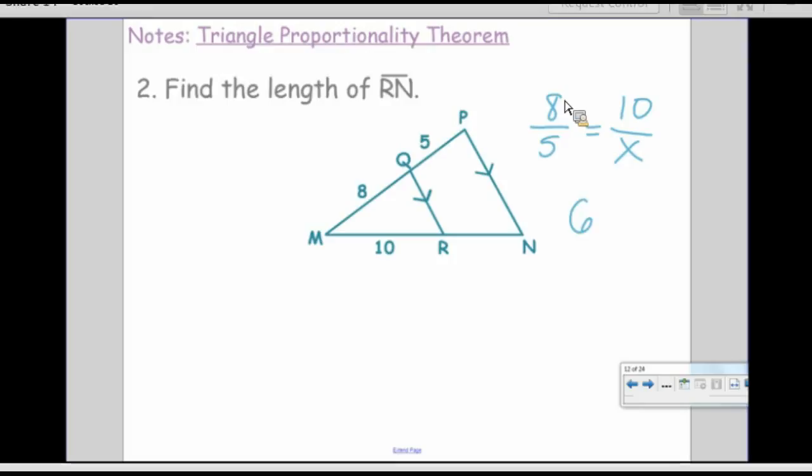6.25. Yeah. Any objections? 5 times 10 is 50. 50 divided by 8 is 6.25. So you multiply 5 times 10 and you divide by 8. That is perfectly fine. This is RN. Hey, in the real world, segments will not always be whole numbers. They'll probably very rarely be whole numbers.